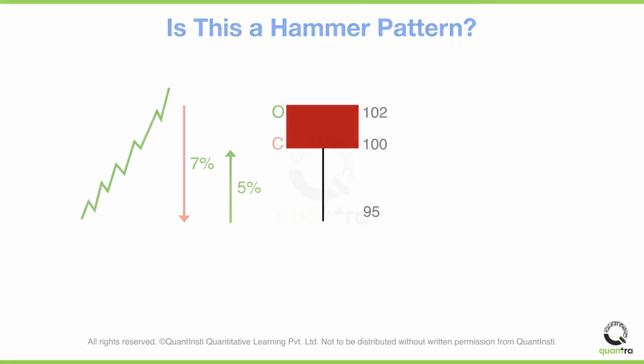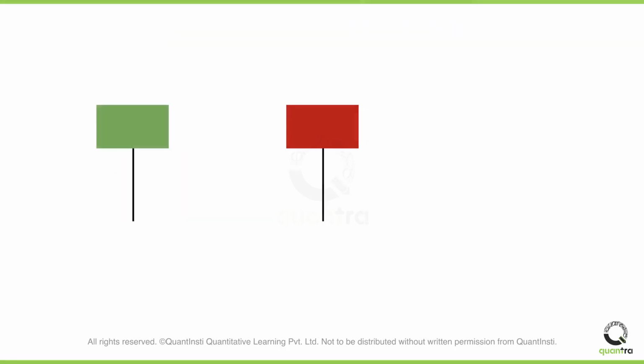But when it comes to the comparison of a green hammer versus a red hammer, the green hammer will definitely stand out. Though when it comes to a red hammer versus other candlestick patterns, the red hammer will be considered a bullish candlestick pattern. That is all for this video.